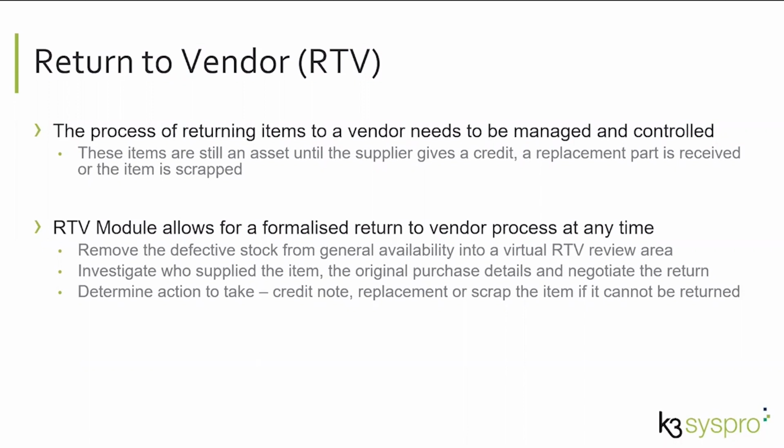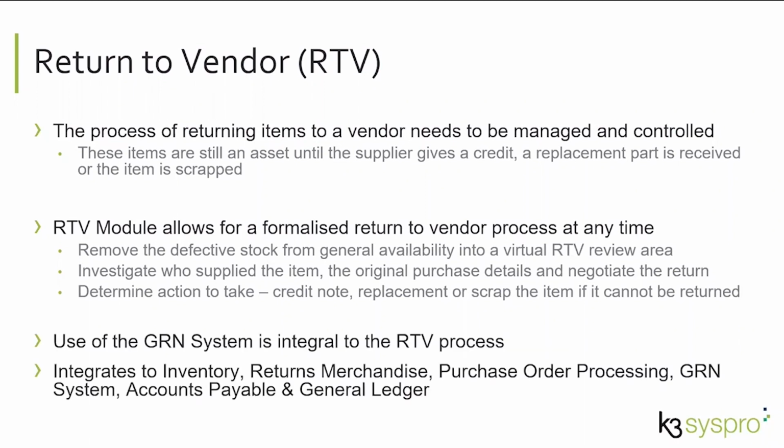While in this area, the user has the opportunity to investigate who supplied the item, the original purchase details such as price and date, and then to negotiate with the supplier the terms of the return. Once the action to take has been determined, the user can use the module to return the item to the supplier for a credit note or replacement, or if the item cannot be returned, it can be scrapped. The module has been designed for use with the GRN suspense system, and as such must be activated in the purchase order setup.